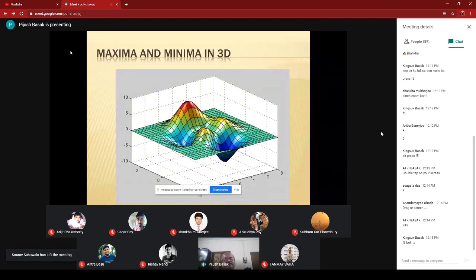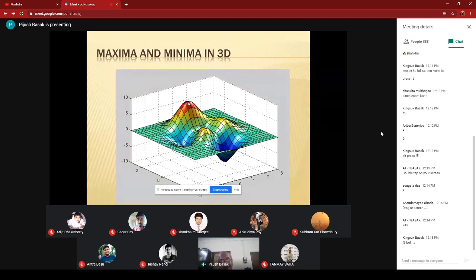Maximum minimum in 3 dimensions, that is, z is equal to f of xy. So if z is equal to f of xy, then this is a maximum point, this is another maximum point, this is another. These are local maximum points, and this is the global maximum point, right? So this concept is important. The mathematical formulation is there, no problem.